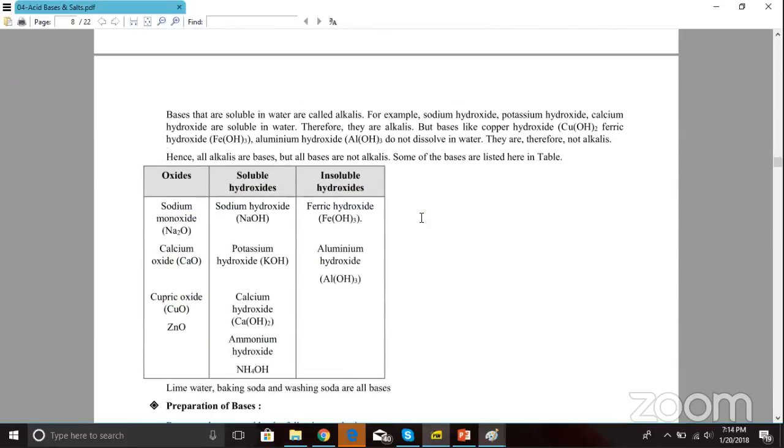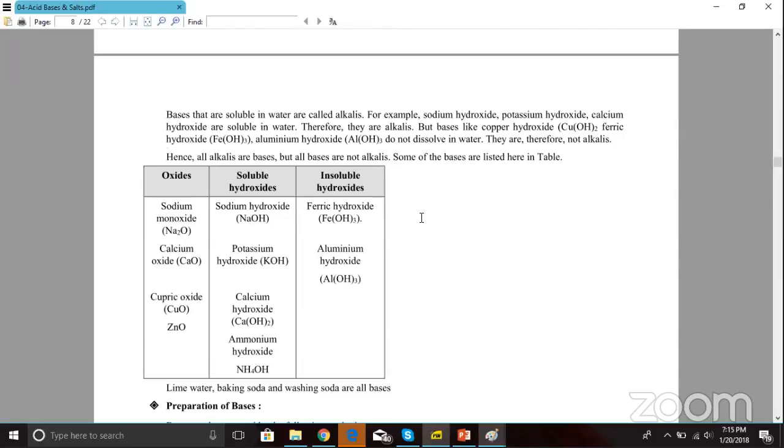Okay. So now we are again splitting the bases. Not all bases are soluble. Some of them are soluble, some of them are insoluble. If it's soluble, we call it an alkali. For example, sodium hydroxide, potassium hydroxide, calcium hydroxide, which are easily soluble in water. Those we call alkalis.